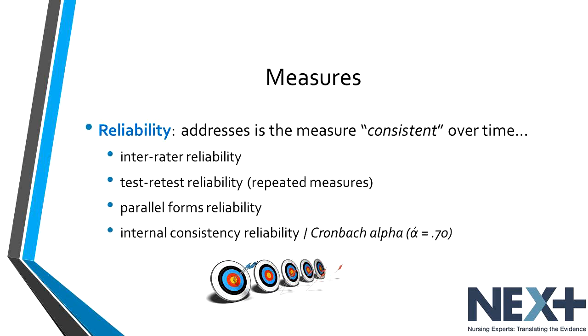Often authors will simply cite other sources after the description of the instrument and make the broad statement that the instrument has previously demonstrated reliability. It is preferred that the author report the type and values that reflect the level of reliability. We would also like to know if the instrument has been previously shown reliable in a similar population.